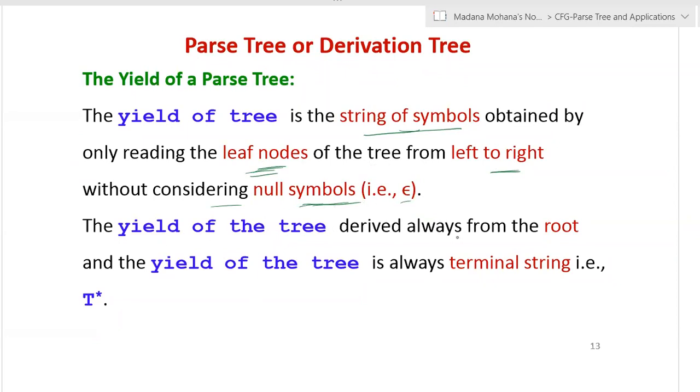The yield of the tree is derived always from the root, and the yield of the tree is always a terminal string, that is T closure. So you must compulsorily derive the yield from the root node. From the root node, find the leftmost leaf, and from that you can proceed. If any null is there, you can exclude it. So the yield of the tree is derived always from the root, that is one condition. Then the yield of the tree is always a terminal string, that is T closure. These are the two conditions.